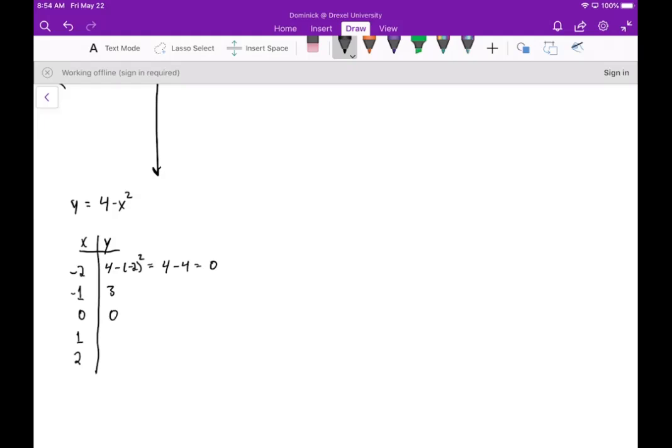When you plug in negative 1, you're going to get 4 minus 1, so you're going to get 3. And then 4 minus 0 is 4. 4 minus 1 squared is 3 again. And 4 minus 2 squared is 0 again. I'm going to mess something up. Okay, so let's go ahead and we'll graph it.